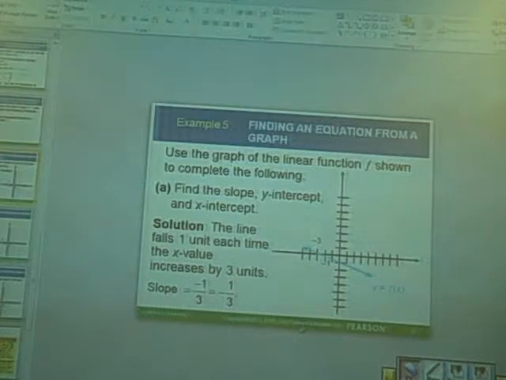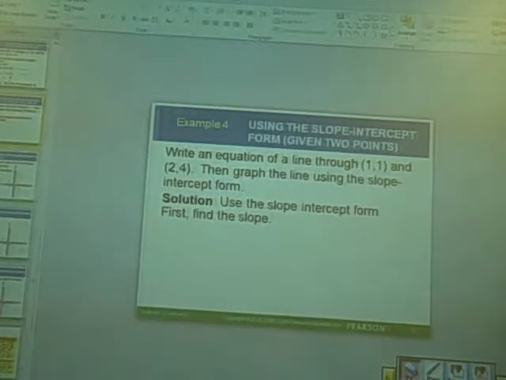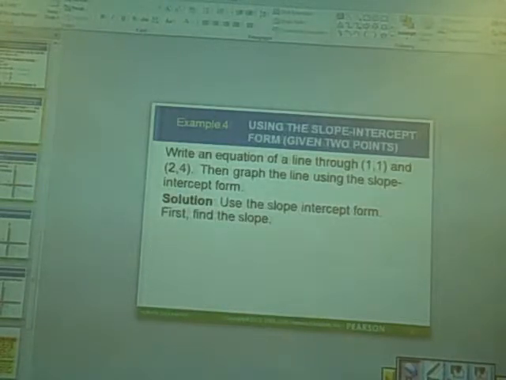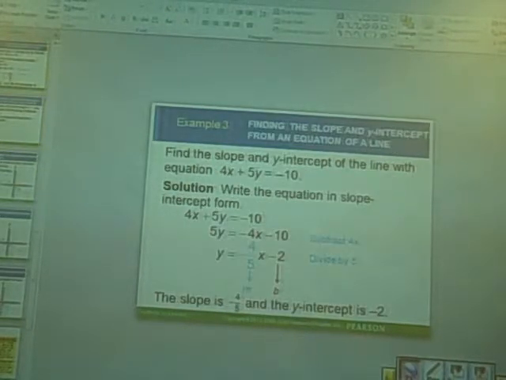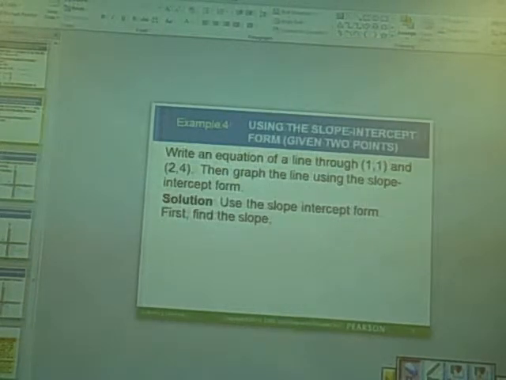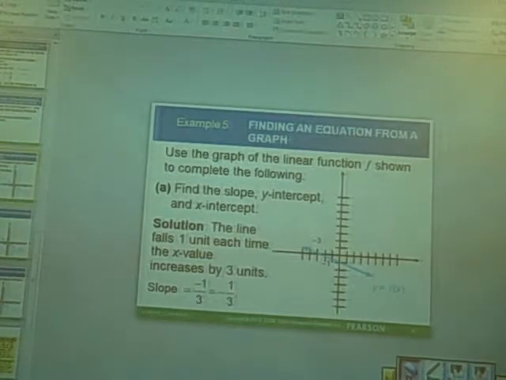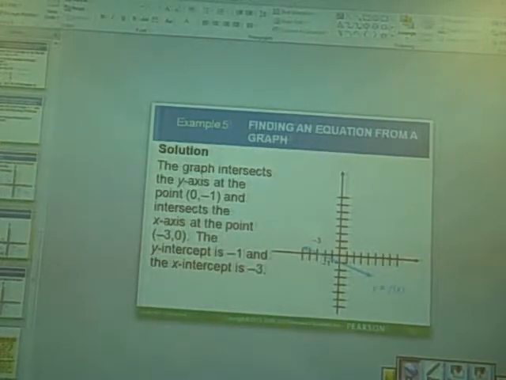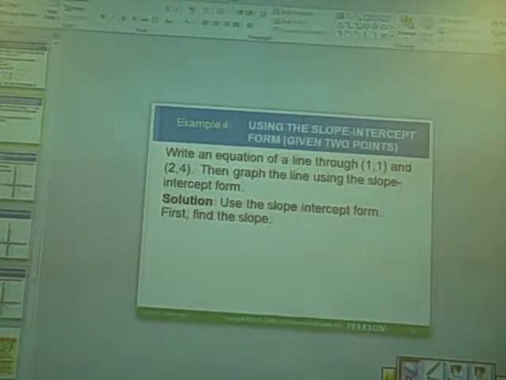Alright, and so these are different points. Alright. Any questions with that?